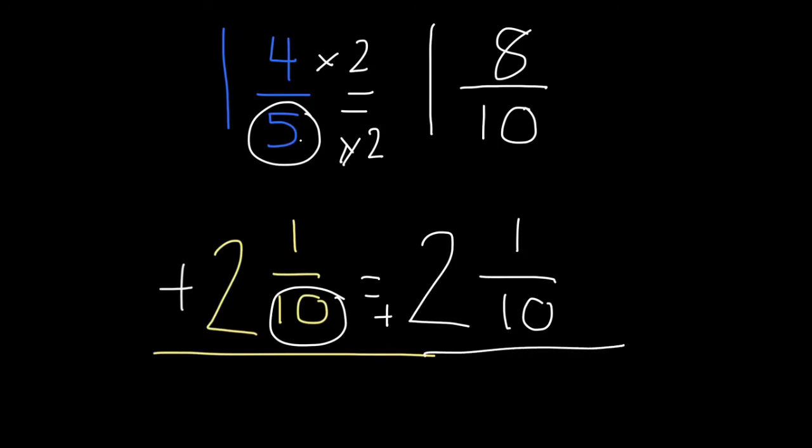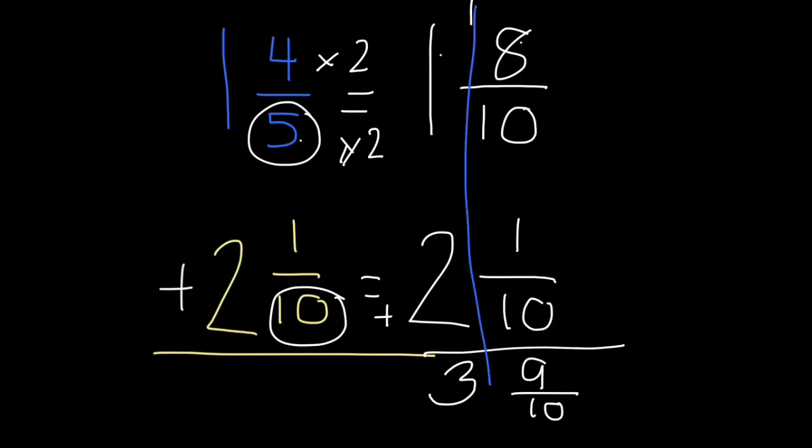I'm going to do the numerators first, excuse me. 8 plus 1 is 9, and the denominator stays the same. And then I'm going to go to the whole numbers. 1 plus 2 is 3. Never add the fractions with the whole numbers or the whole numbers with the fractions. Keep them lined up just like I did. See how they kind of have their own column going on? That's what I want you to do.